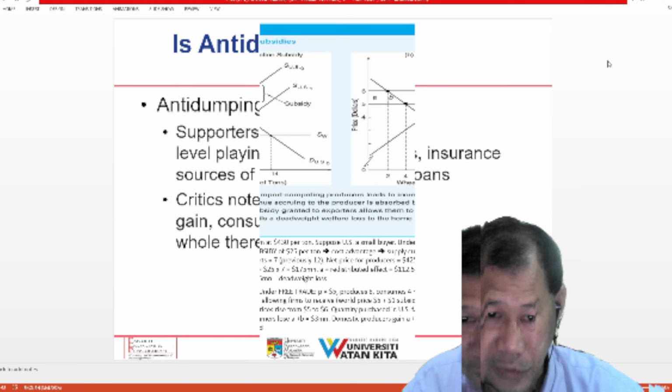Is anti-dumping law unfair? Supporters claim that such laws are needed to ensure a level playing field, fairness, by offsetting artificial sources of competitive advantage. Critics note that although protected industries gain, consumers lose more, and the economy as a whole therefore suffers a net loss. So those are the critics.